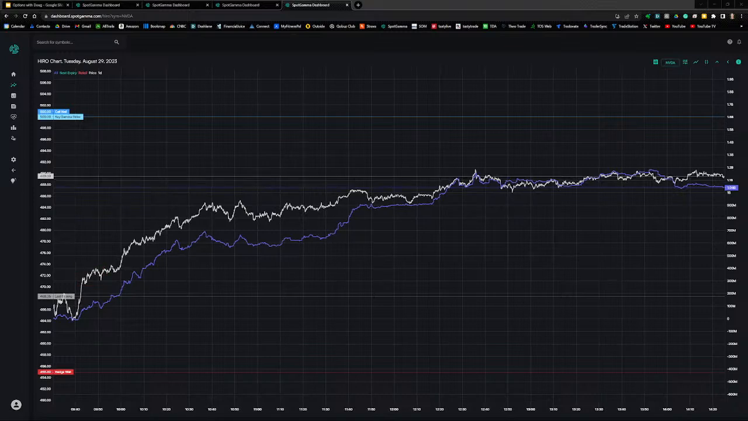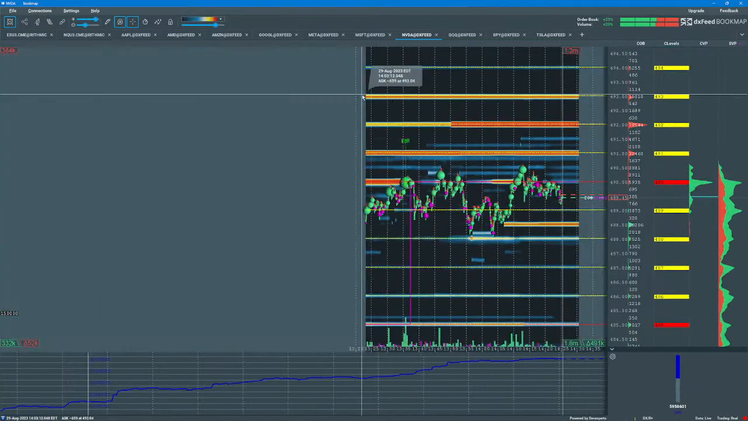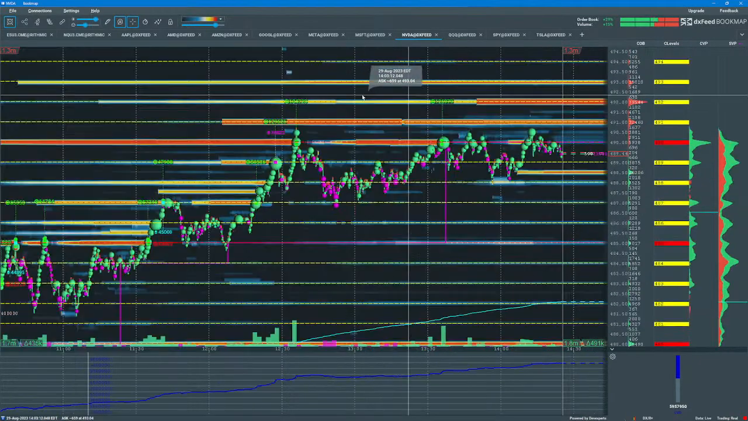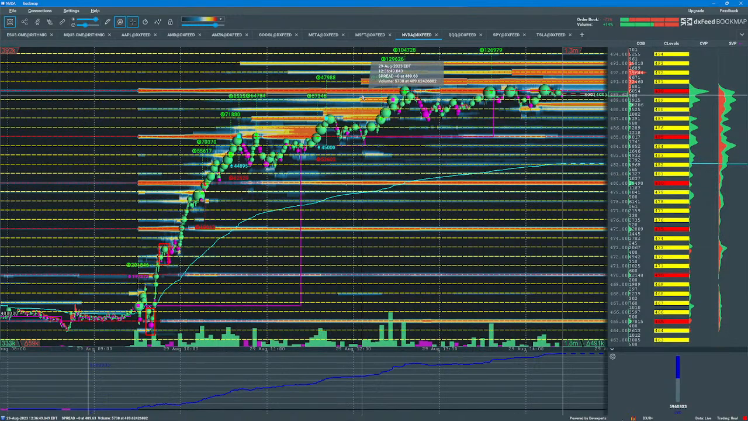Let's go back and take a look at Bookmap. So it looks like now NVIDIA has stalled around the 490 level. Huge move from 465 up to 490.